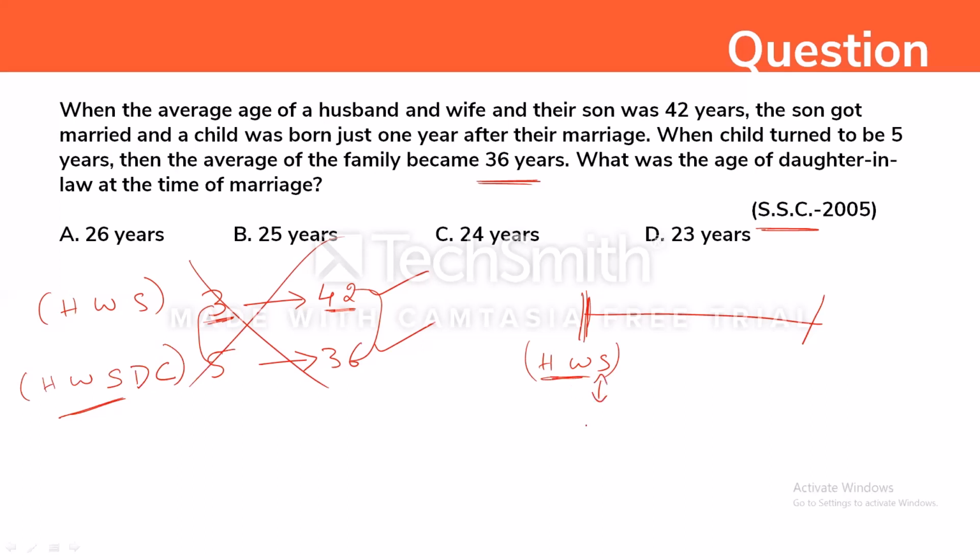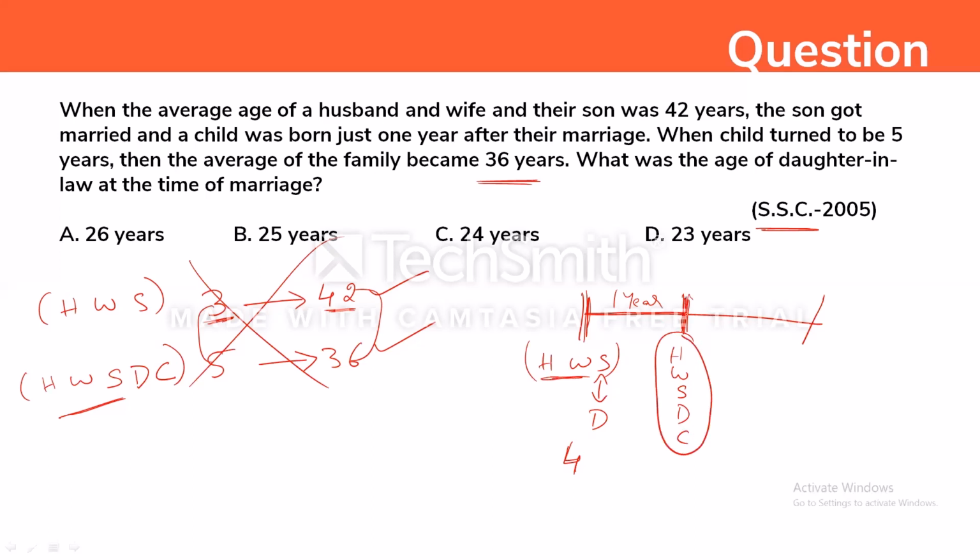Son got married. Now the daughter-in-law enters the home. Now total four members are there. One year completed. Let us consider this line is nothing but 1 year. Now who all are there in the home? Husband, wife, son, daughter-in-law, and one child. So total five members are there after 1 year.